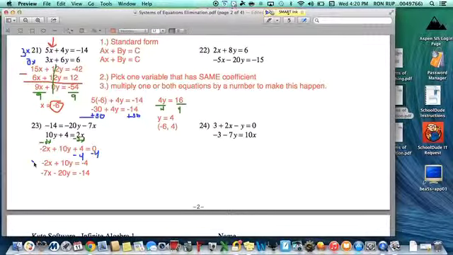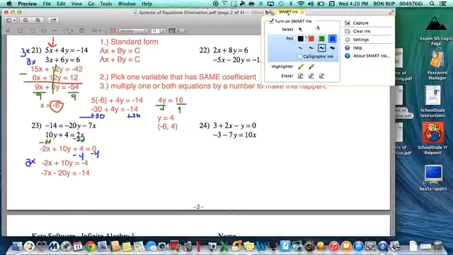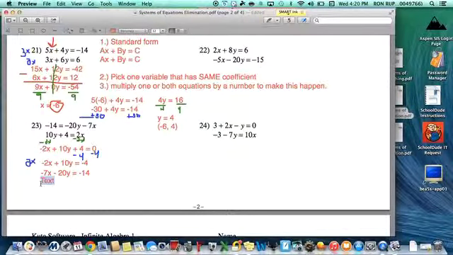We're going to times everything on top by 2. And so when we do that, we get 2 times negative 2 is negative 4x plus 20y equals negative 4 times 2 is negative 8. And so now we have x's over x's, y's over y's, numbers over numbers.